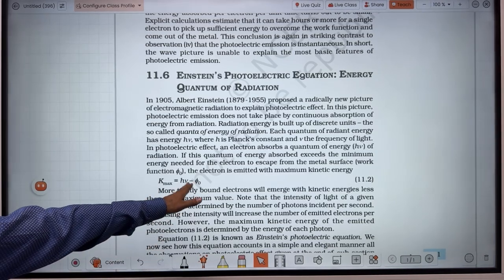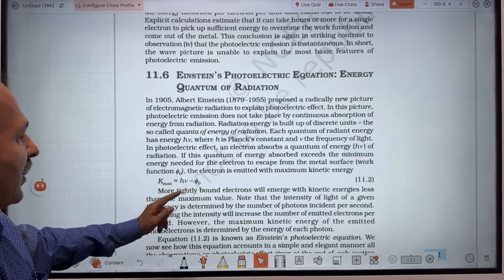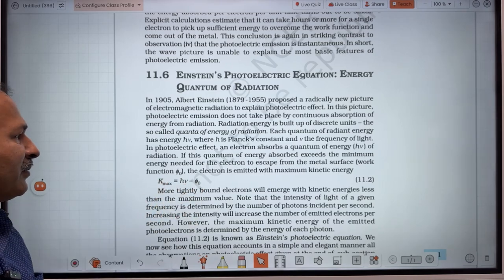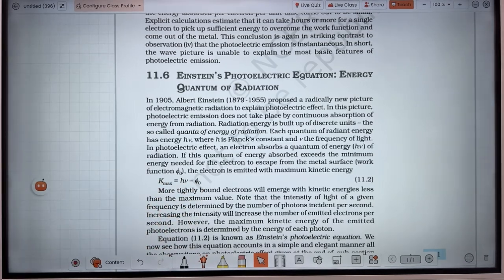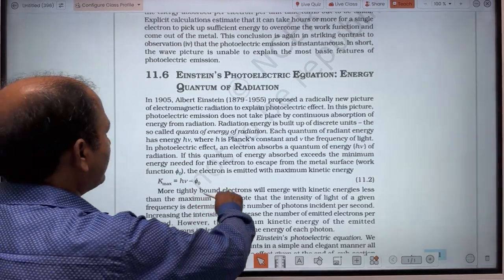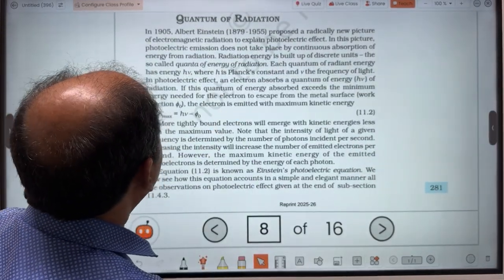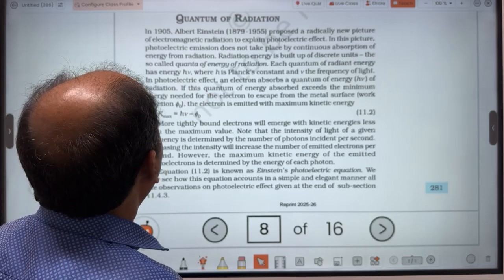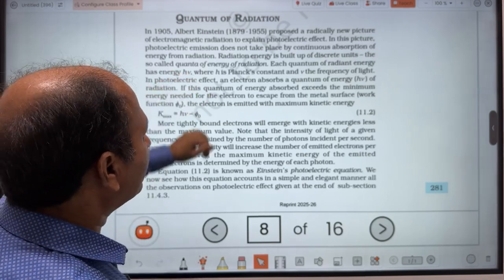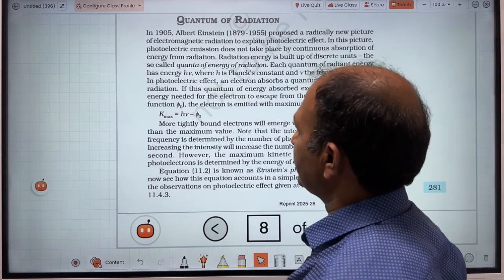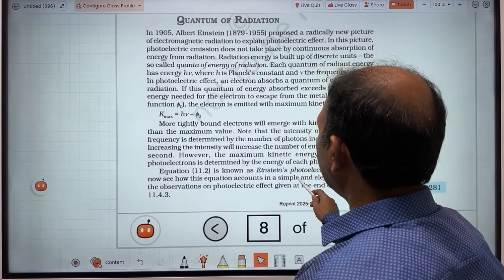Alright, and if K max is 0, it means the energy of incident radiation is the same as the work function of the metal or less than that. So this is the basic equation, and the energy packets we study, the quanta, are equal to h nu. So in terms of h nu, each photon has energy h nu.